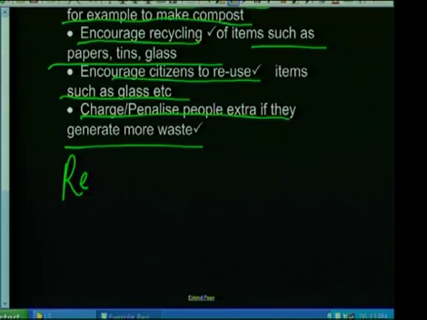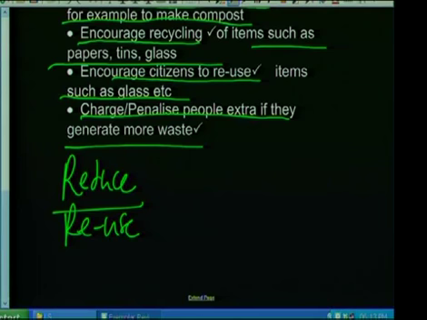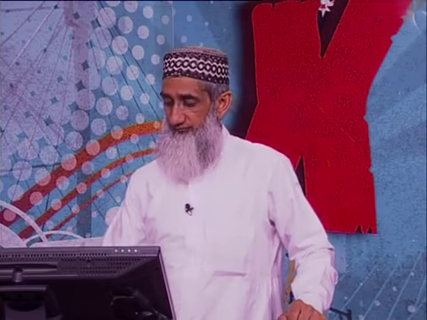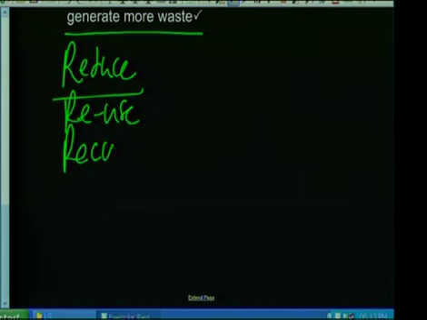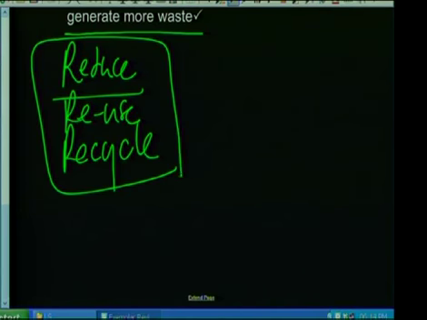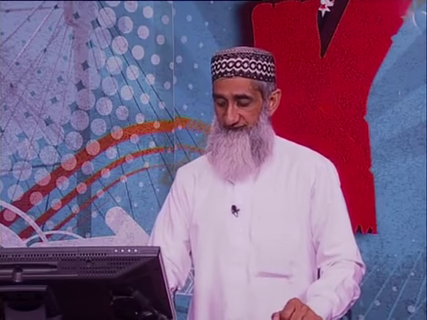Remember, important, the R's. Reduce what you're using. Don't use too much, so you'll have less waste. Reuse. If something can be reused, like a glass container for something else, reuse it. And recycle. These three R's are important in this whole strategy. You can word something all around these three words to get along with this whole ideology. Good.